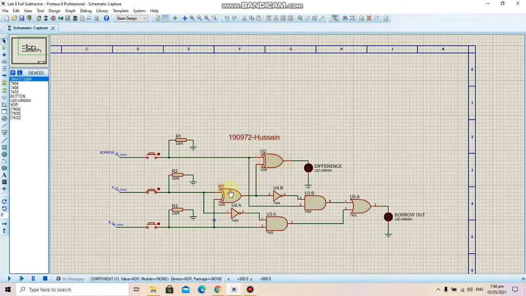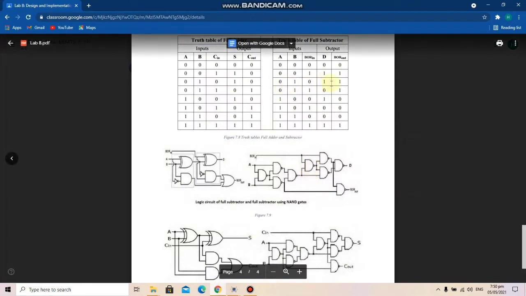Here we can see two XOR gates, two AND gates, two NOT gates, and one OR gate. So let's run this and check the results. At 0 0 0 we can see these are all 0. So at 0 1 0, which means borrow in is 0, B is 1, and A is 0, we can see the output we had is 1 1, which we can see here.